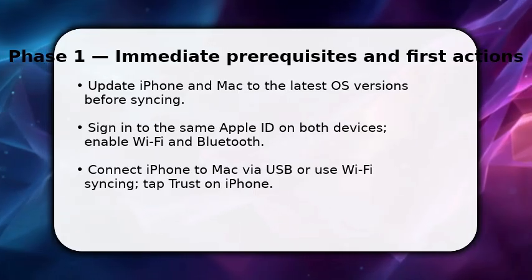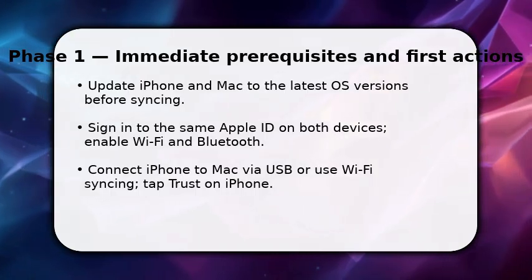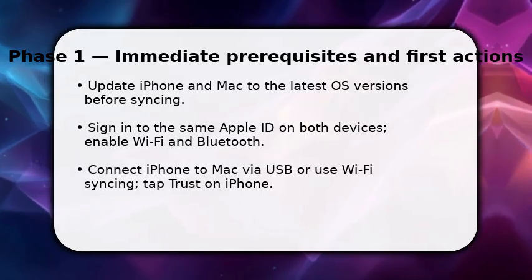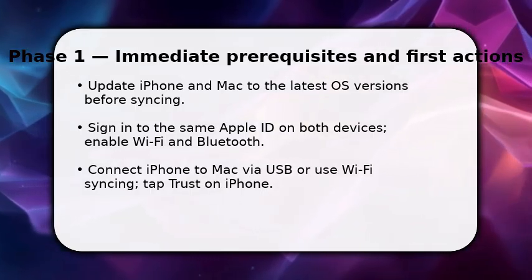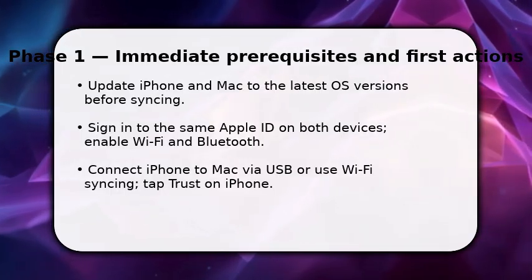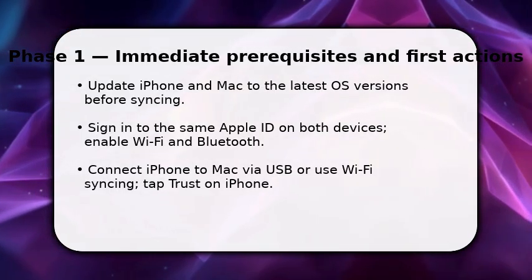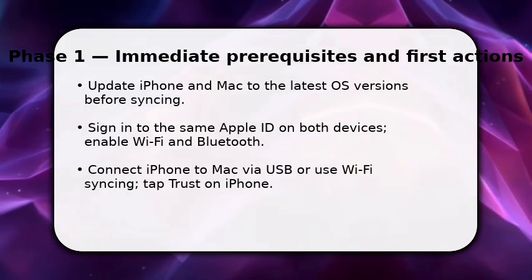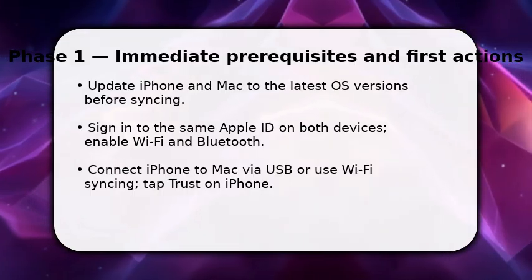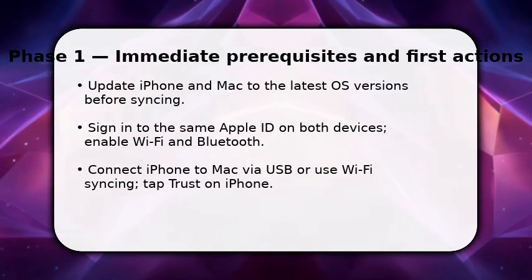You begin by making sure both devices are ready, update macOS and iOS, and sign into the same Apple ID. Once done, enable Wi-Fi and Bluetooth. They speed wireless sync. Now connect your iPhone with a USB cable or set up Wi-Fi sync in Finder. Tap Trust on the iPhone when prompted. This authorizes the Mac to access data. Make sure charging is active. Syncing can pause if battery is low, so keep the phone plugged in during the initial transfer.